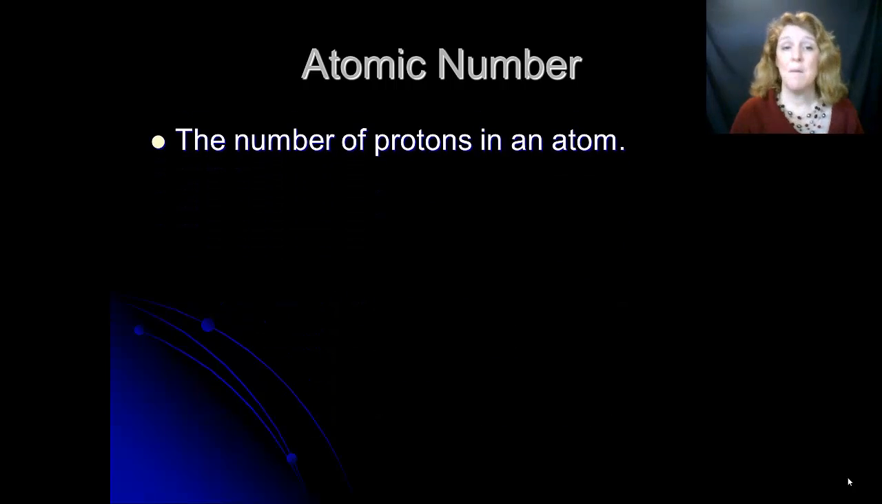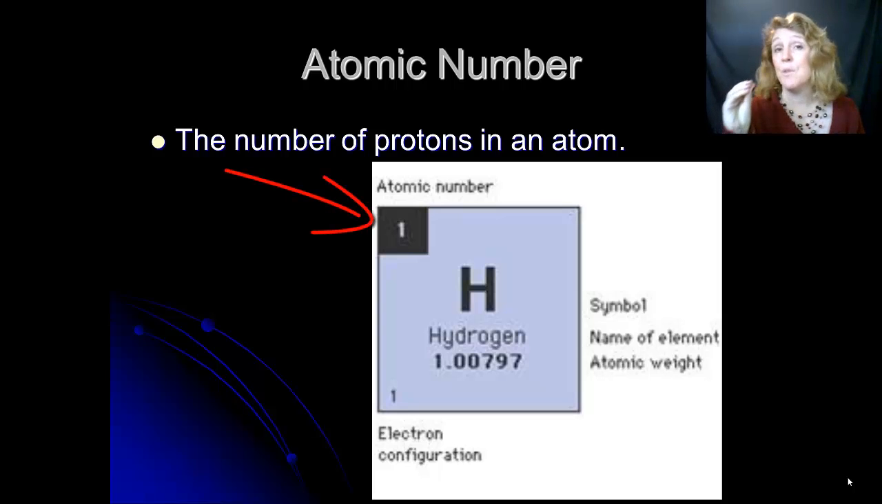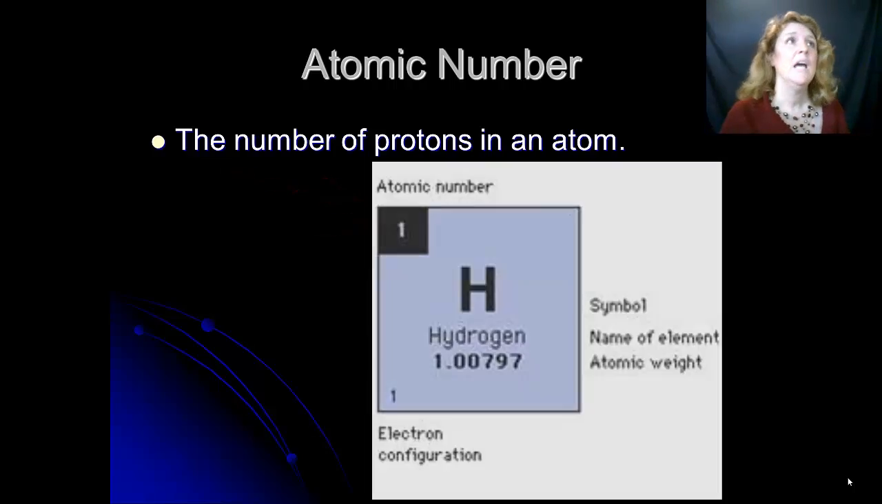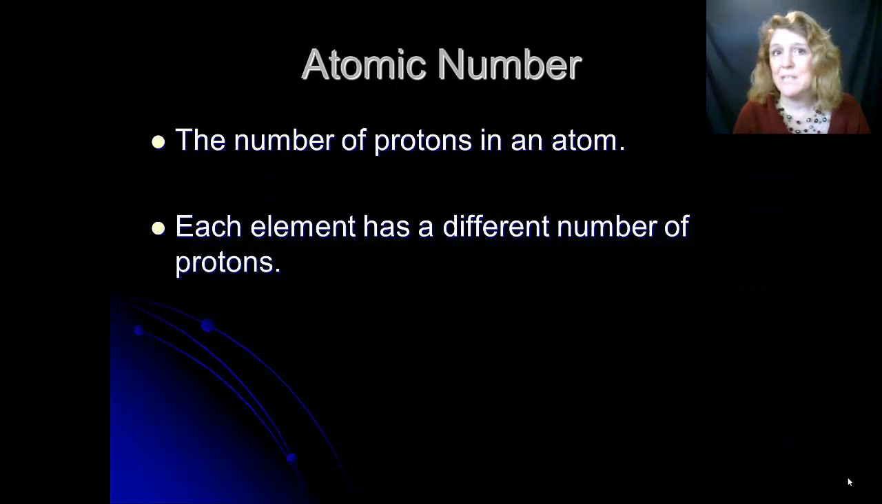The atomic number is the number of protons in an atom. And when you look at the square on a periodic table that has everything on it, the top number, the biggest number you're going to see, is the atomic number, and that is the number of protons. And if you'll notice on a periodic table, they're numbered 1, 2, 3, 4, and they're set up in order if you read them left to right. Each element has a different number of protons, and there aren't any numbers that are skipped.